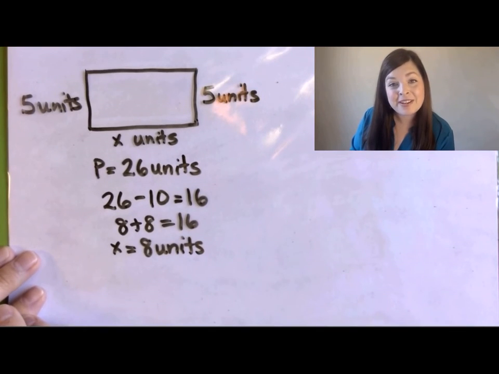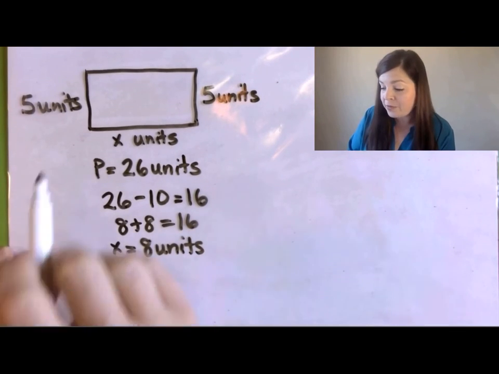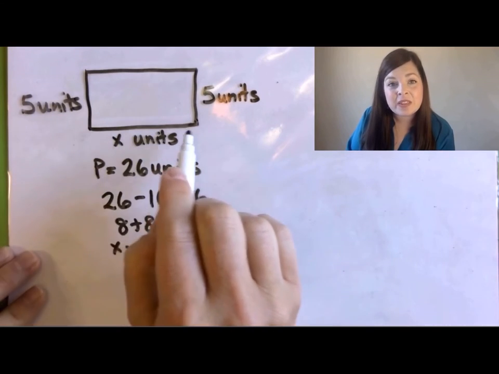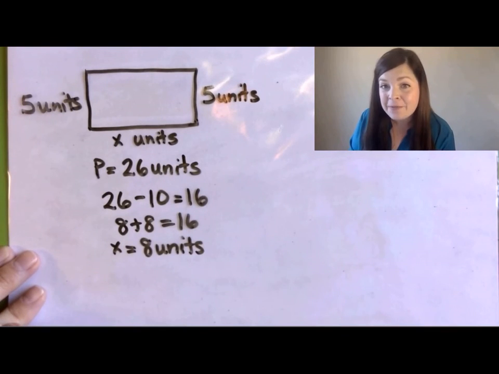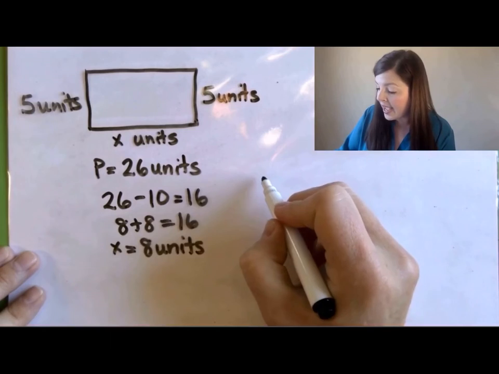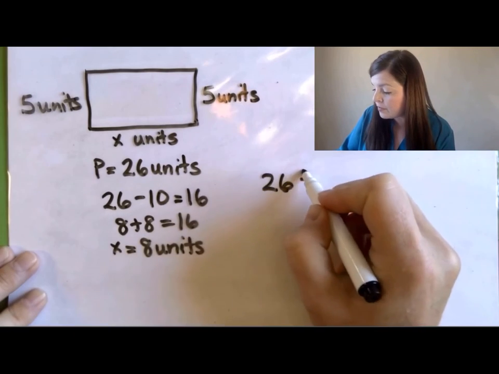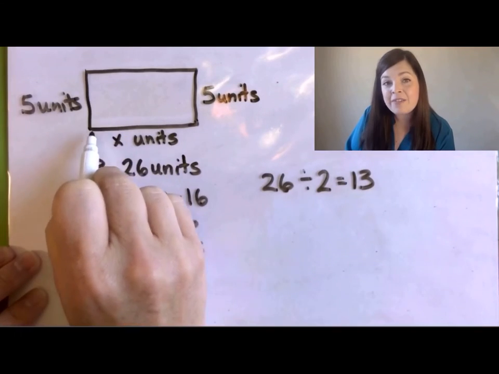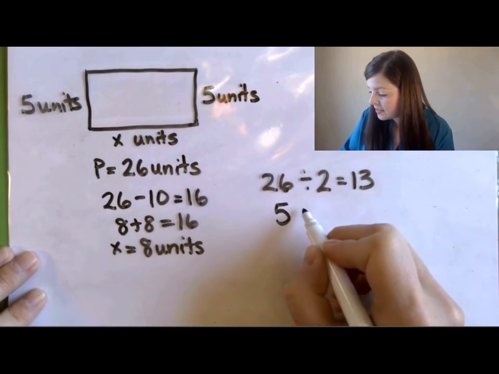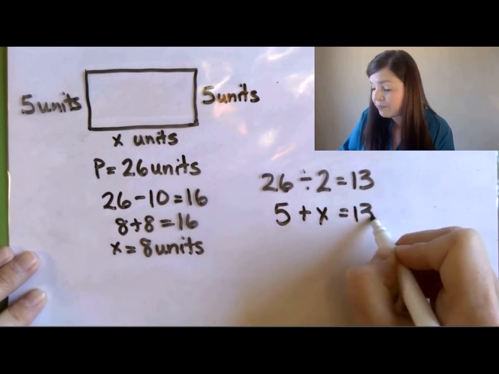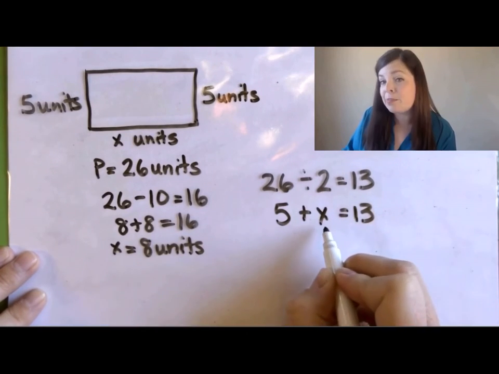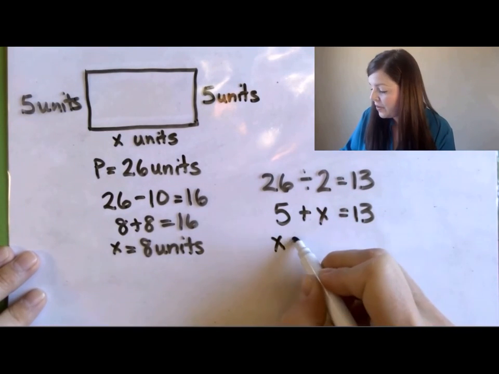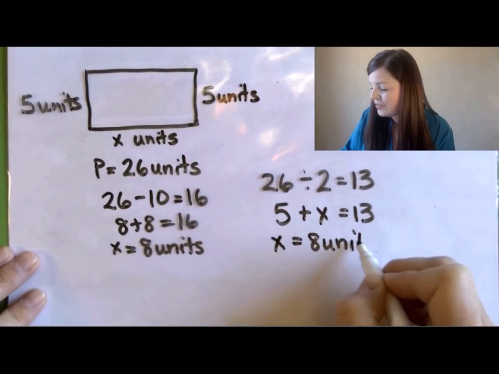Another way we could think about it is this. We know that if we add the length and the width of a rectangle, it will give us half of the perimeter. So half of the perimeter of this rectangle, half of 26, is 13. So 5 plus some units equals 13. Well, we know 5 plus 8 equals 13, so x equals 8 units.